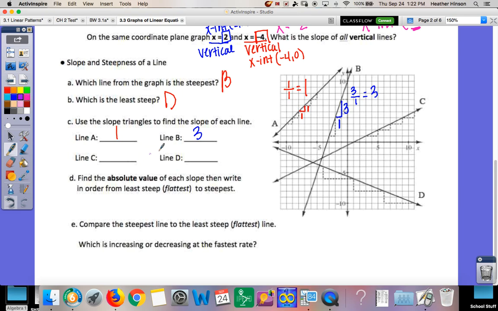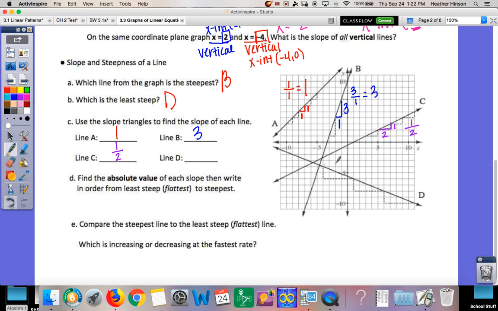Okay, C, your rise over run. This one is rising 1, and it's running 1, 2. So rise over run, 1 over 2. That's it. It's just 1 over 2. That does not simplify.